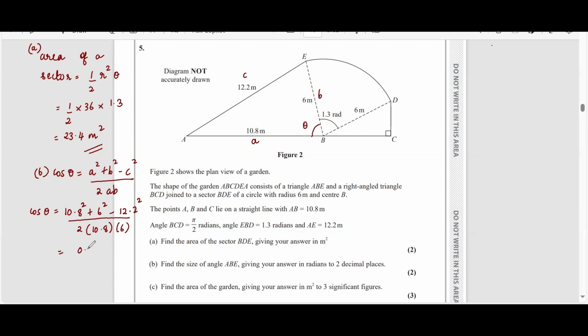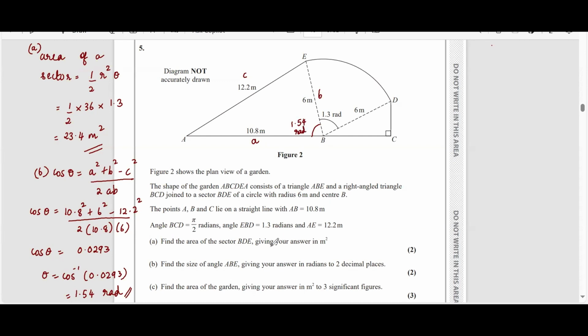You will get 0.0293. But this is cos theta. We don't want cos theta, we need theta. So cos inverse of 0.0293 gives 1.54. We need to round this to 2 decimal places, so 1.55541 is my answer, and I'll take it as 1.54 radians.